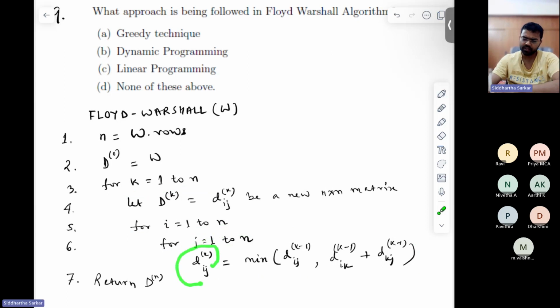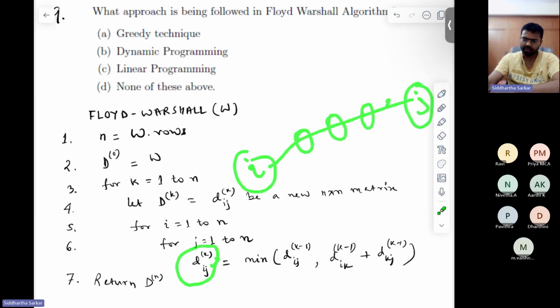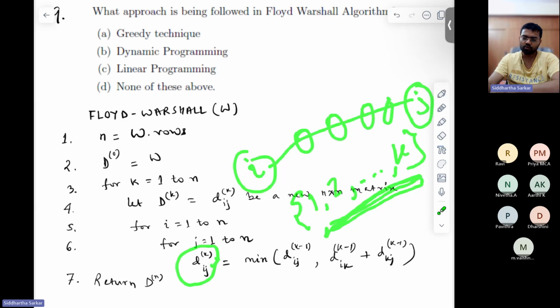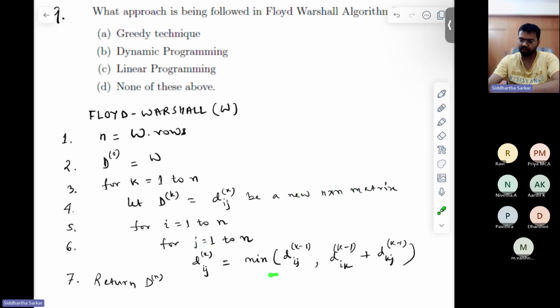So D_ij^k is the distance from node i to node j where you have used intermediate vertices among the numbers 1 to k only. You haven't used other vertices. You use vertices among 1 to k to go from i to j. And then with that constraint, what is the minimum distance between i and j? So they have divided this into two parts. One is using the vertex k itself, so you are moving from i to j via k.